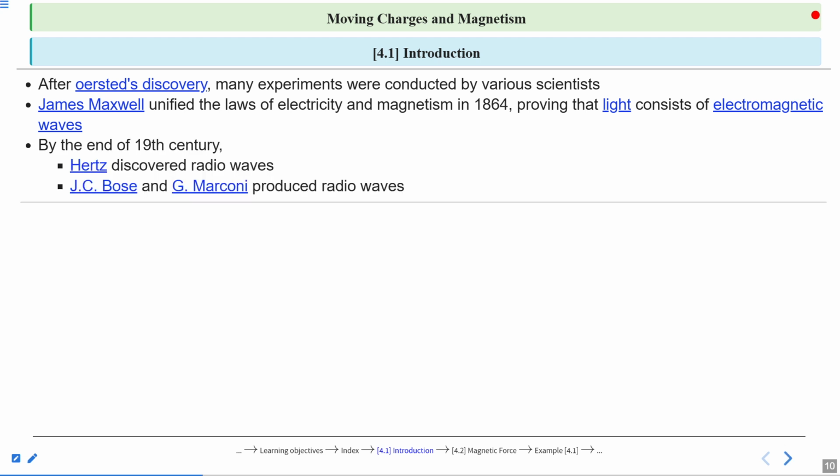By the end of the 19th century, Hertz discovered radio waves. J.C. Bose and G. Marconi also produced radio waves. So radio waves are also electromagnetic waves.